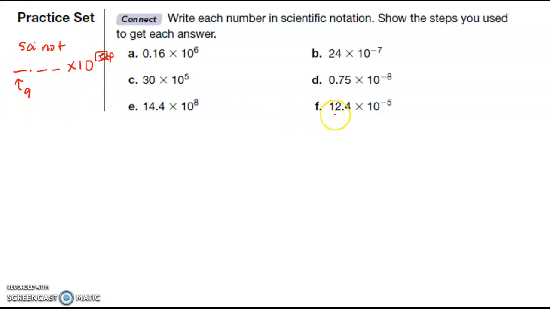What you're going to see in A through F is improper scientific notation. They're telling us to write each number in the proper scientific notation. So, and then let me kind of show you what the rules are.